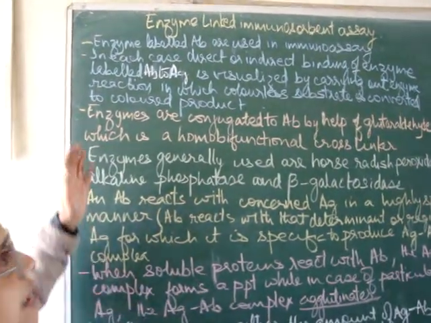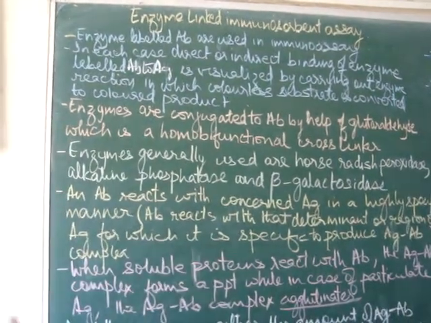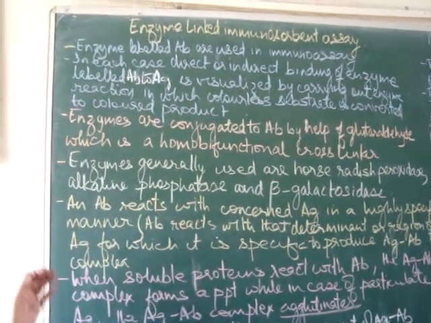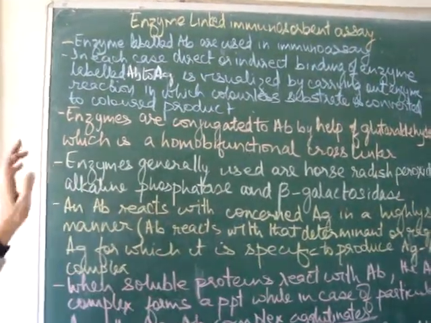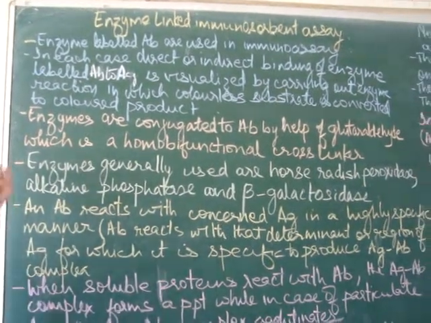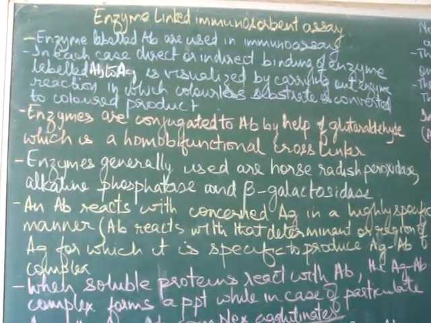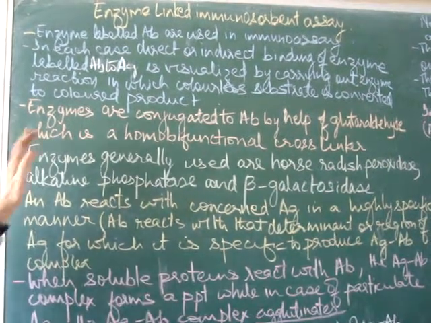Today we are going to study about enzyme-linked immunosorbent assay. Enzyme-labeled antibodies are used in immunoassays. In each case, direct or indirect method, binding of enzyme-labeled antibody to antigen is visualized by carrying out an enzyme reaction in which a colorless substrate is converted into a colored product which can be measured.